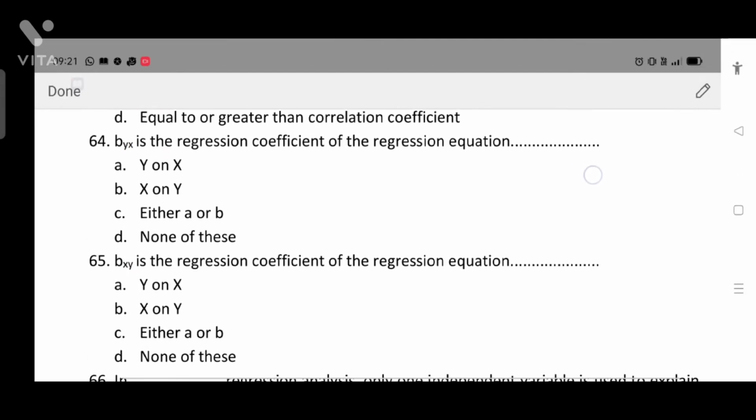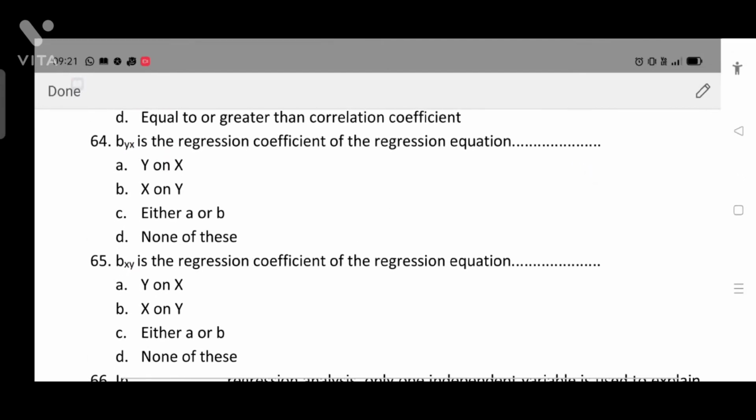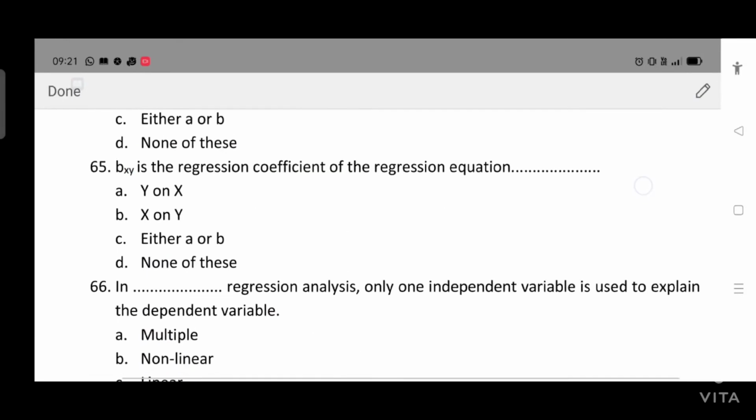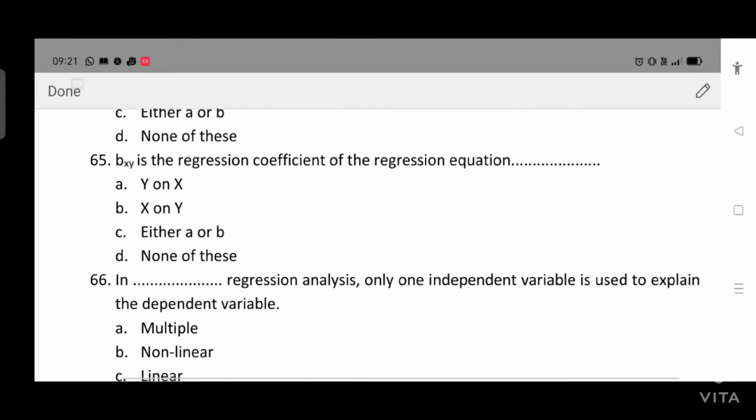Question number 64. Byx is the regression coefficient of the regression equation, A, B, C, D. Whose answer is y on x. Question 65. Bxy is the regression coefficient of the regression equation, A, B, C, D. Answer B, x on y.